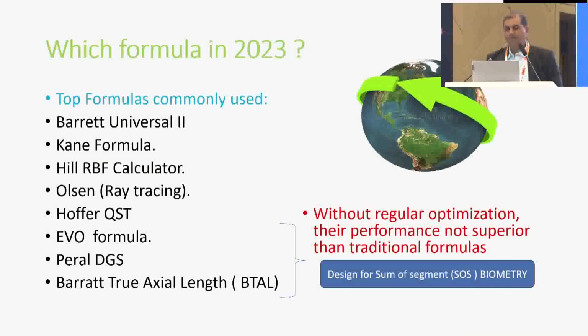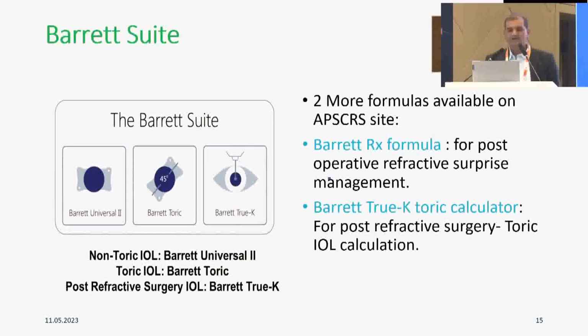The top formulas commonly used are the Barrett Universal 2, CAN formula, HEAL RBF calculator version 3, Olson, Offer QST, which has been recently introduced for the long eyes, EVO formula, Pearl DGS, Barrett 2 axis length formulas, and the Kane formula. This is exclusively designed for the sum of segment biometries. So we go briefly one by one through all of them.